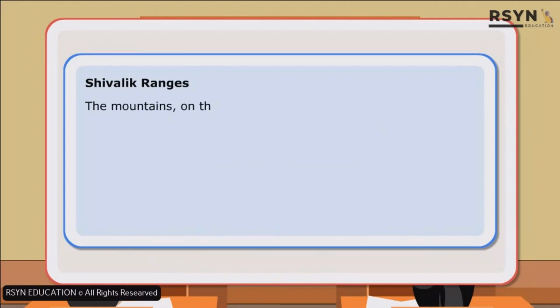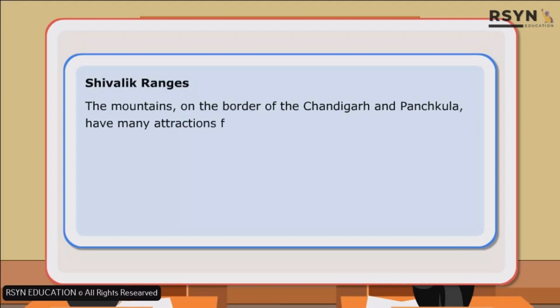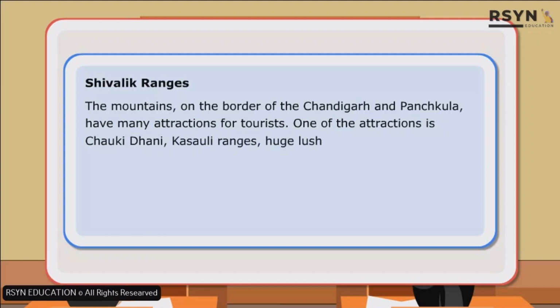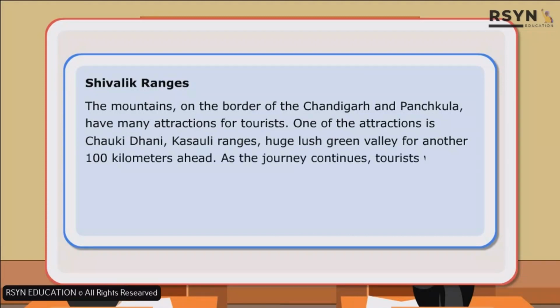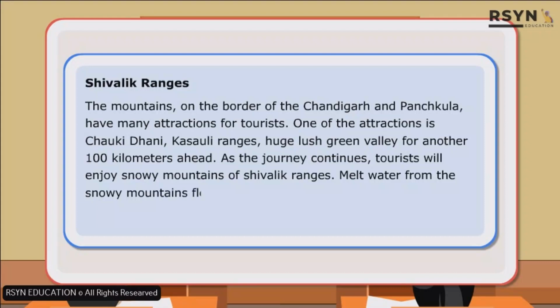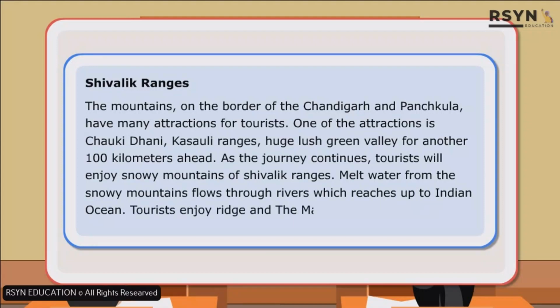Shivalik ranges. The mountains on the border of the Chandigarh and Panchkula have many attractions for tourists. One of the attraction is Chauki Dhane, Kasoli Ranges, huge lush green valley for another 100 kilometers ahead. As the journey continues, tourists will enjoy snowy mountains of Shivalik Ranges. Melt water from the snowy mountains flows through rivers which reaches up to Indian Ocean. Tourists enjoy Ridge and the Mall Road of Shimla.